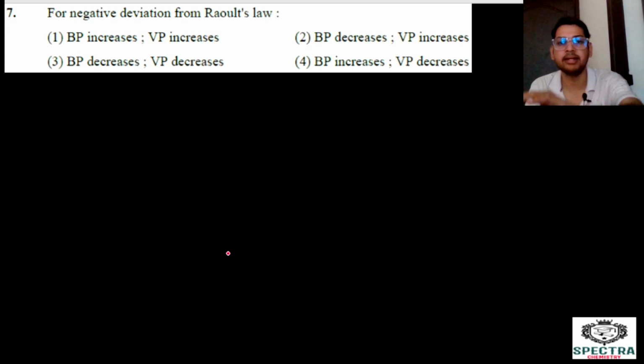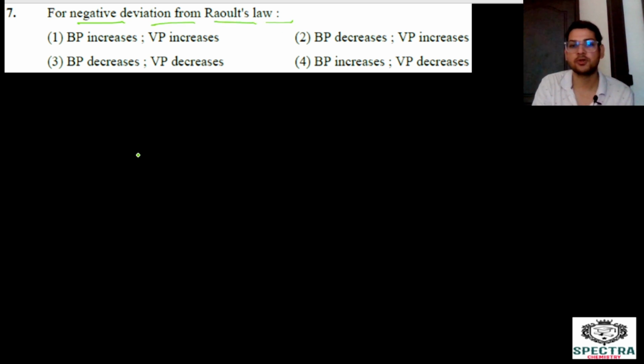It's so easy, right? Now this question is from a conceptual thing. If you understand the concept, like from this solution chapter, what usually students do, they usually do the numerical problems. But this is from concept. What is the concept they are asking? They are asking for negative deviation from Raoult's law.